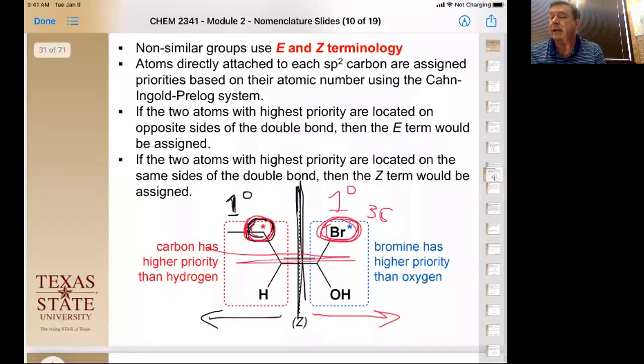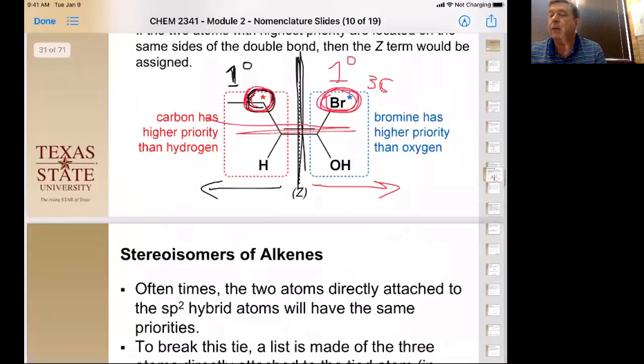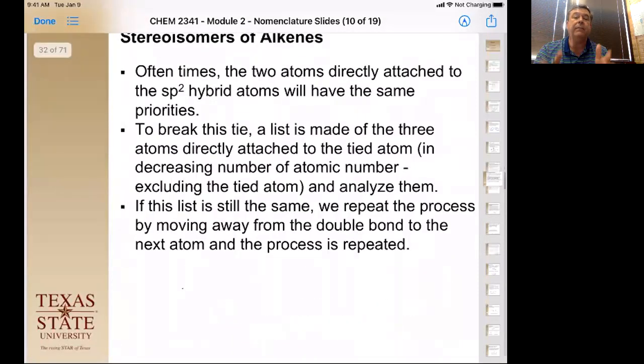Okay, so let's do that again, right here. Now, if you can immediately find the difference between the two groups just by looking at the atomic number, that's great. However, sometimes you have extended chains and there are two carbons attached to that carbon of the double bond. And then, well, they're the same number, right? So what do you do? Well, then you go out from there and you continue out until you have a difference. Once you have the difference, you assign priority. So it's the same process. You just keep going out and out until there is a difference.